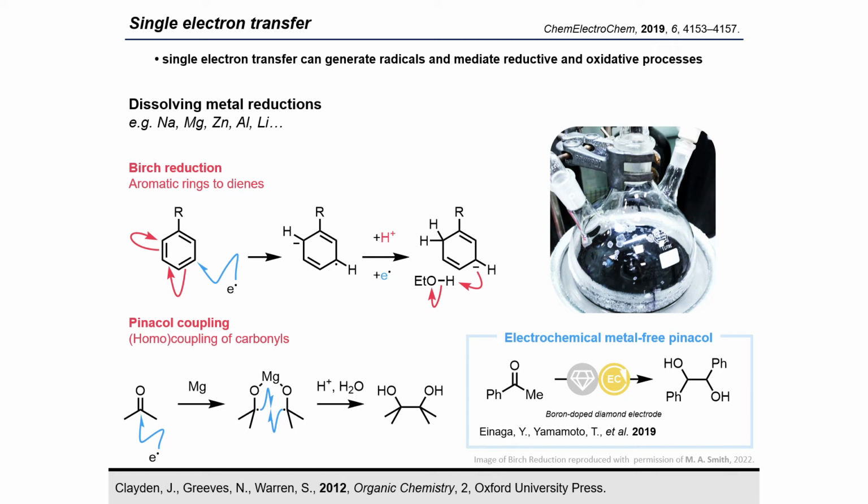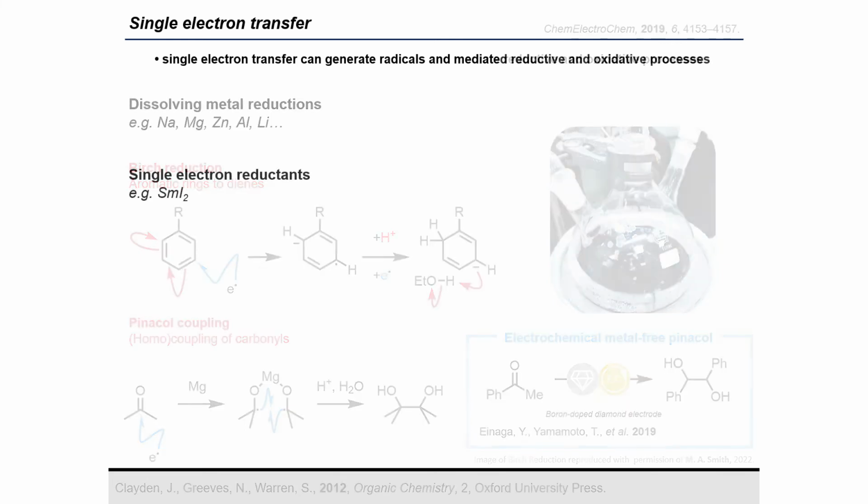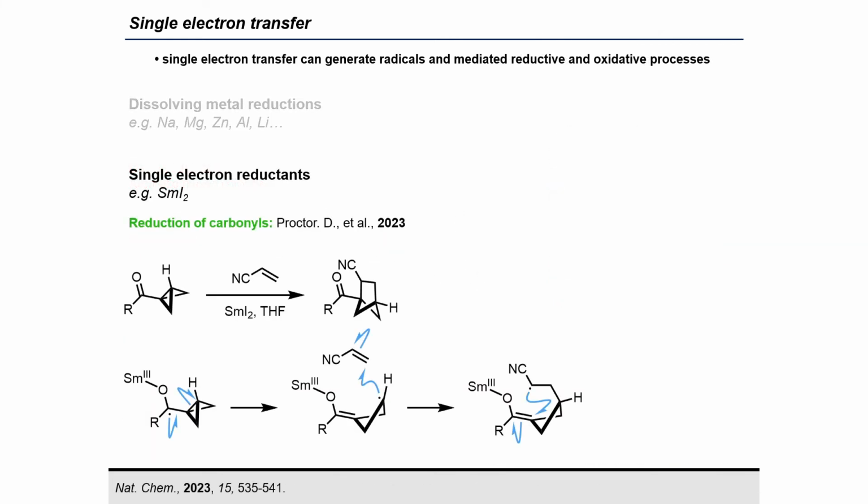For example, in 2019, this electrochemical metal-free pinacol coupling was reported, using a boron-doped diamond electrode for the homocoupling of aryl ketones. Moving away from dissolving metals, inorganic compounds such as samarium iodide can also be used as single electron reductants in organic processes. Samarium iodide is capable of reducing a variety of functional groups, but it is most commonly employed in the reduction of carbonyls.